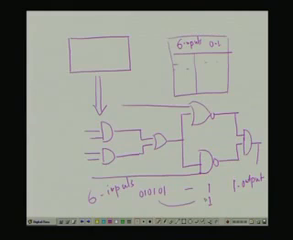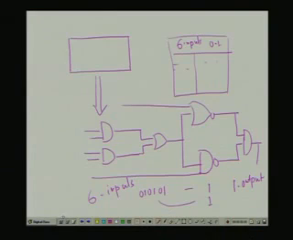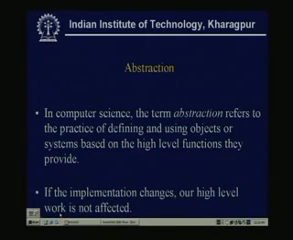Then abstraction means that how it is implemented does not matter, whether this AND gate is an OR gate, or the previous AND or OR gate is replaced by a NOR gate, it does not affect. So, this is what we call abstraction of digital circuits.